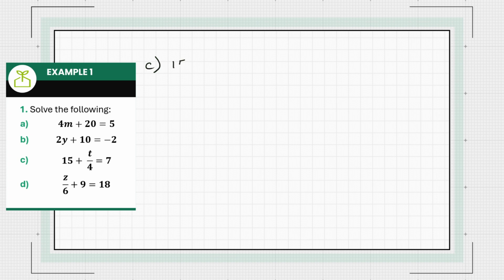We have 15 plus t over 4 is equal to 7. Okay. We can get rid of the 15 by taking away 15 from both sides. So let's do that. t divided by 4 is equal to negative 8. Now, in order to get rid of the 4, we'll multiply both sides by 4. t is equal to negative 32.